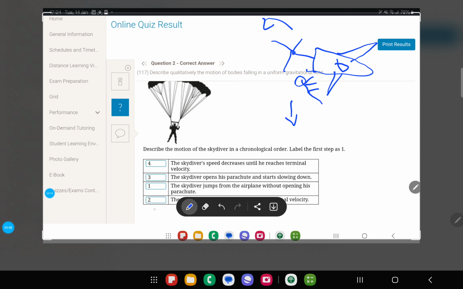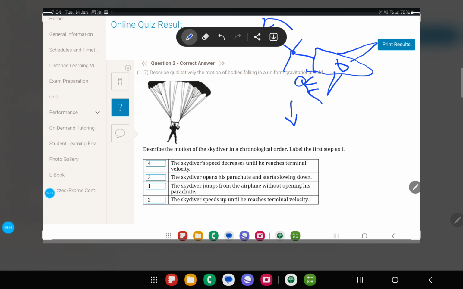Let's see the second step. The skydiver speeds up until he reaches terminal velocity. So the skydiver will accelerate until he reaches terminal velocity. What is terminal velocity? It is when a body reaches maximum speed, so it can't accelerate anymore. It will stay constant. When it reaches maximum speed, we can call it terminal velocity.